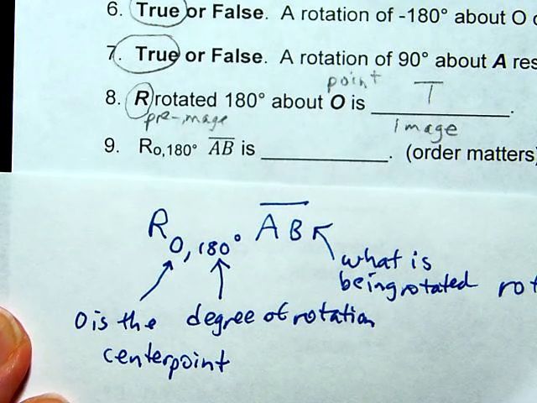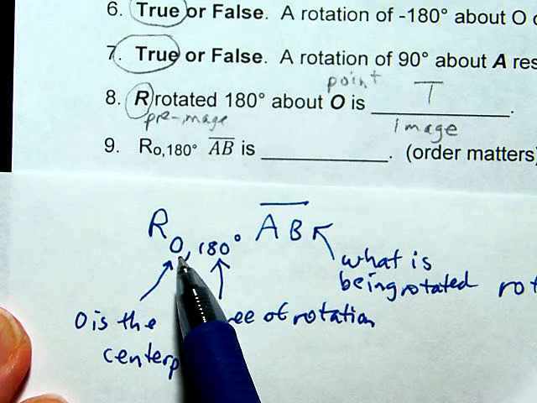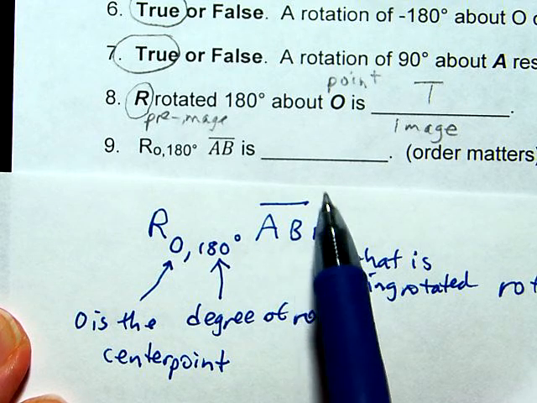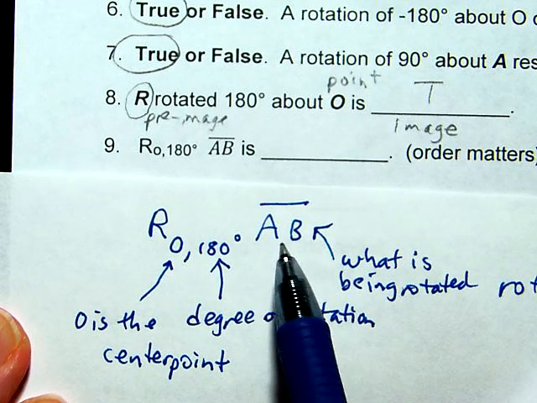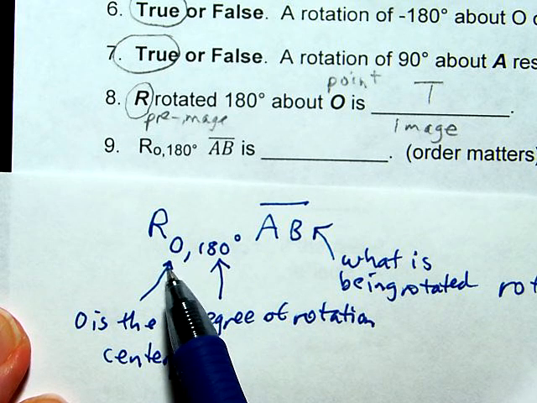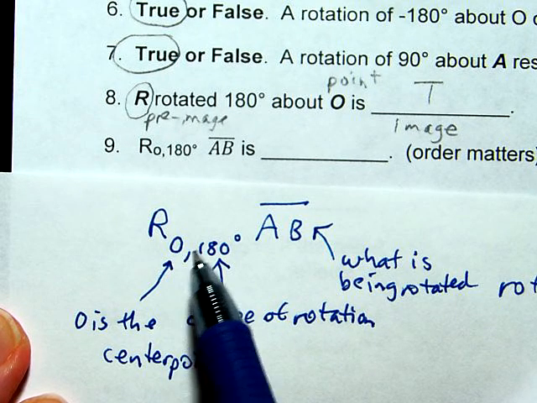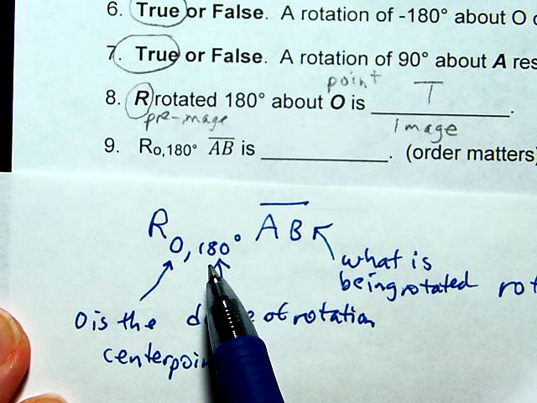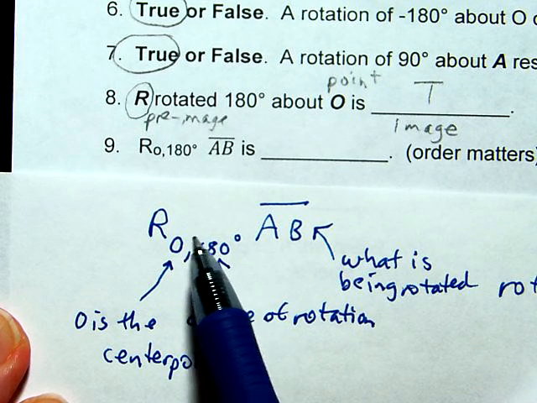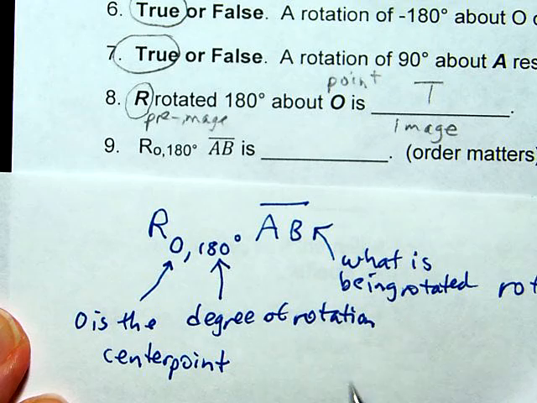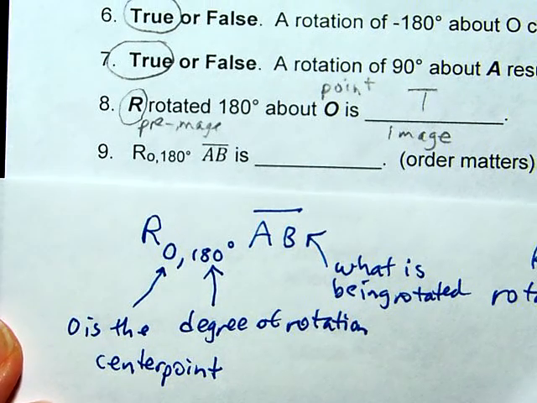So we're saying here that we are going to take line segment AB, that's what's being rotated, and using O as the center point, we're going to rotate line segment AB 180 degrees around O. Make sure that that makes sense to you, and let's go ahead and do this.